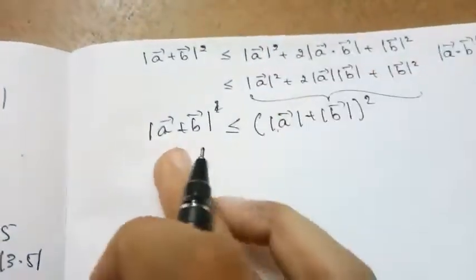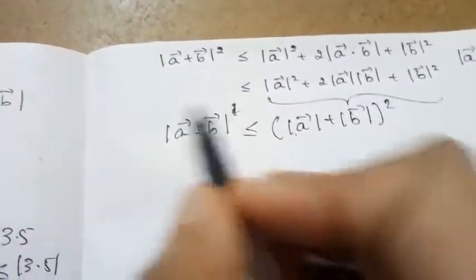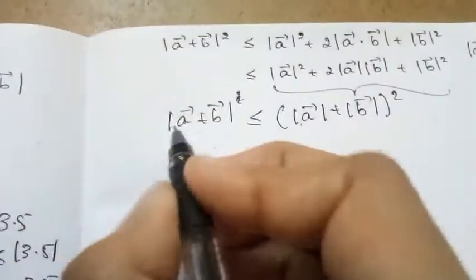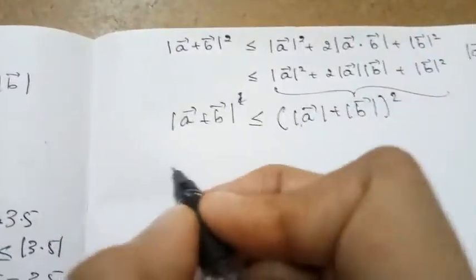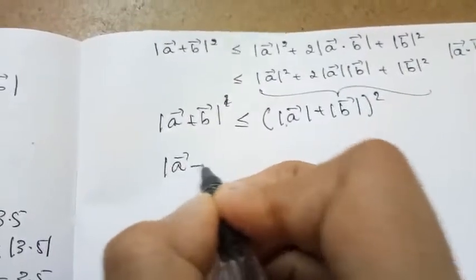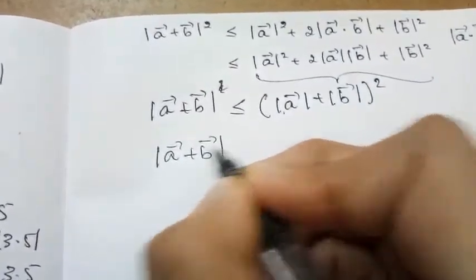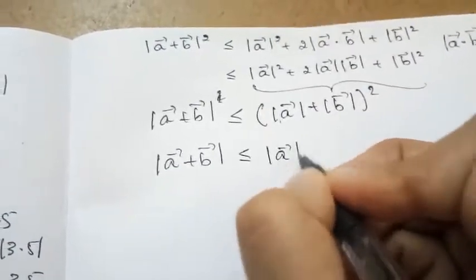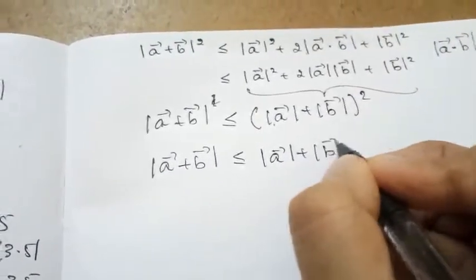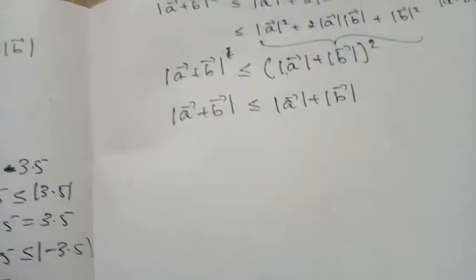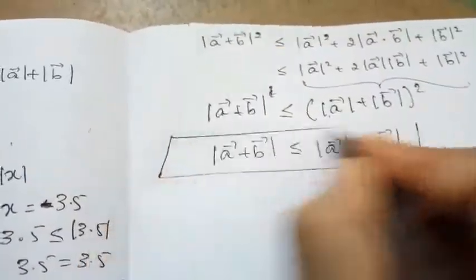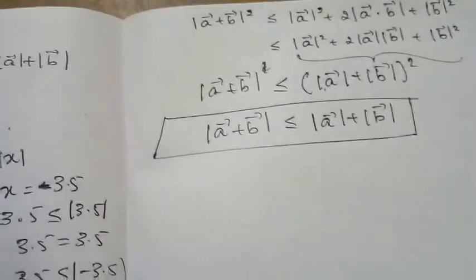So even on the LHS, this is also a scalar quantity, and this is also a scalar quantity. Thus we can take the square root on both sides. By taking the square root, we get magnitude of vector A plus B is less than or equal to magnitude of vector A plus magnitude of vector B. So this is how we prove the triangular inequality.